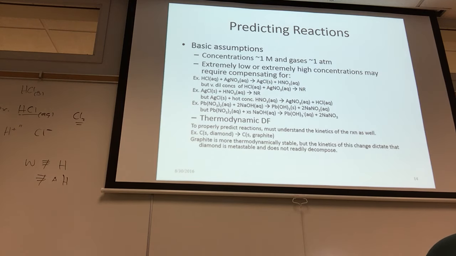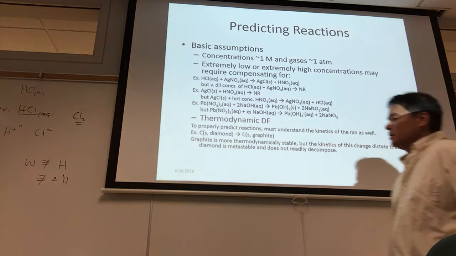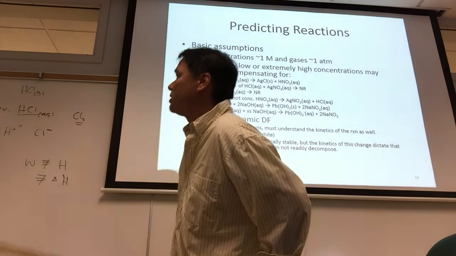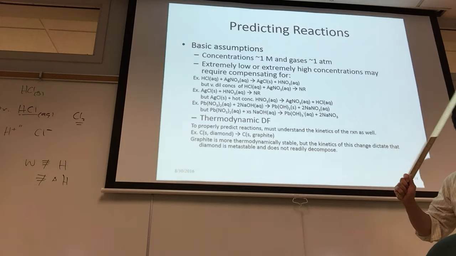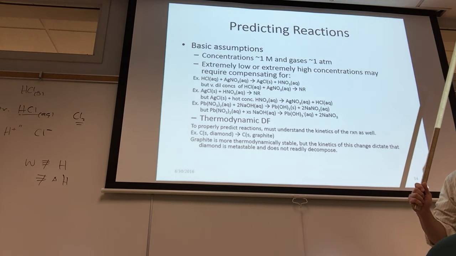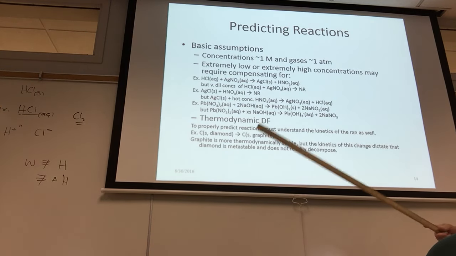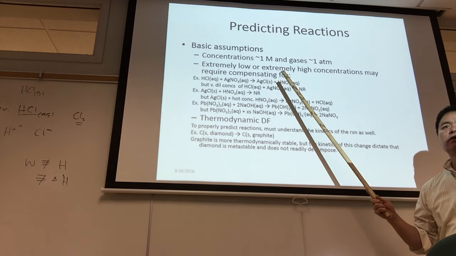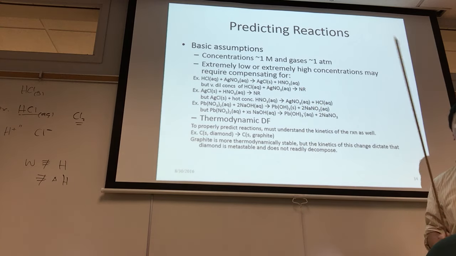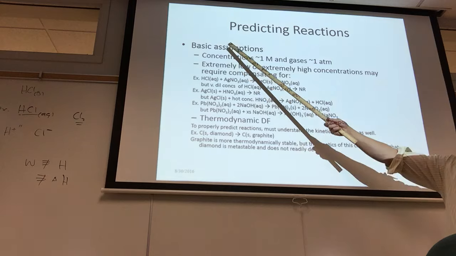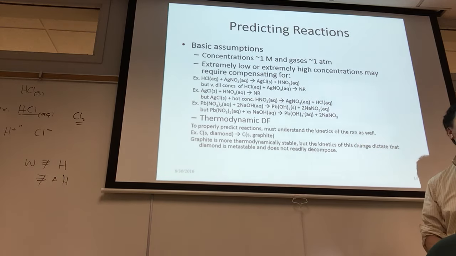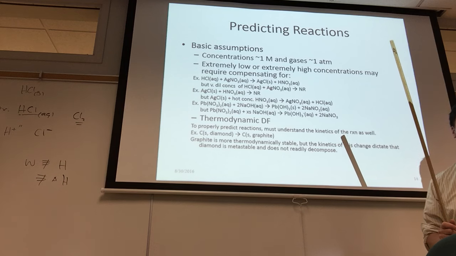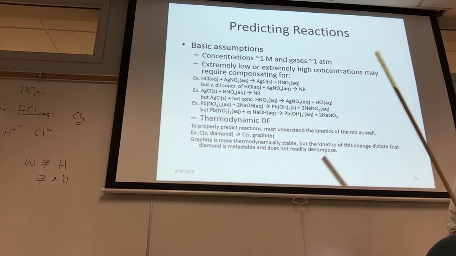Let's just jump into predicting reactions here. When we predict reactions, we're going to keep a couple of assumptions in mind, because we're just doing this from memorizing these patterns, and therefore it's not always 100% accurate. We could be fooled sometimes, so we have to make some base assumptions. Otherwise, if everything's variable, then we have to account for all those factors that can impact the reaction.